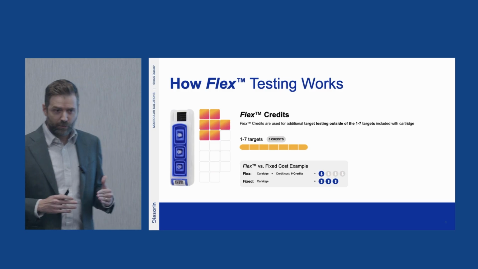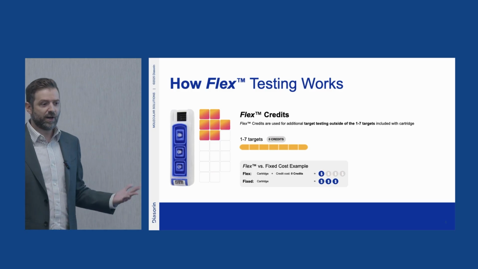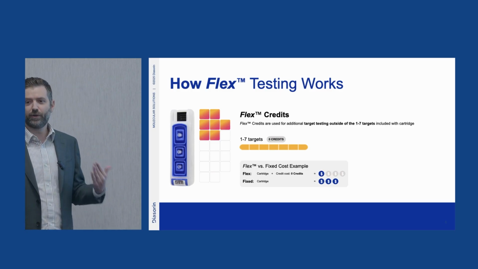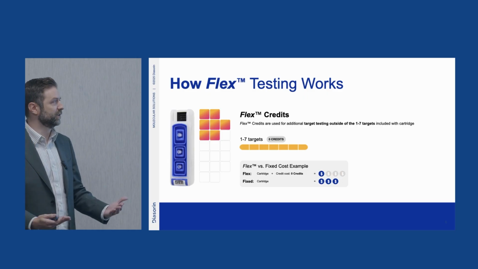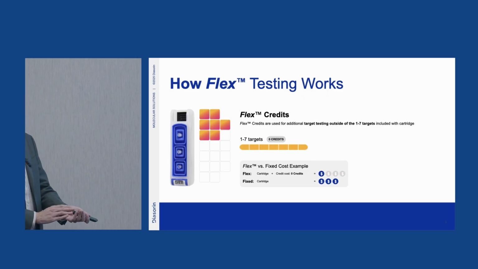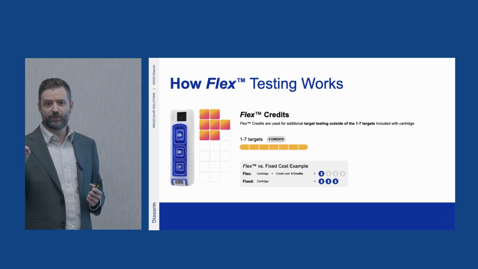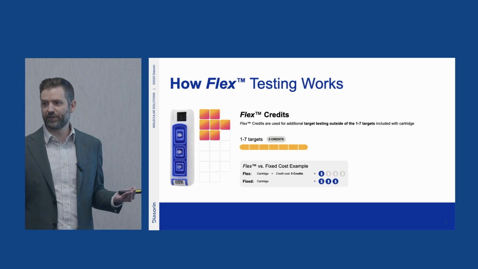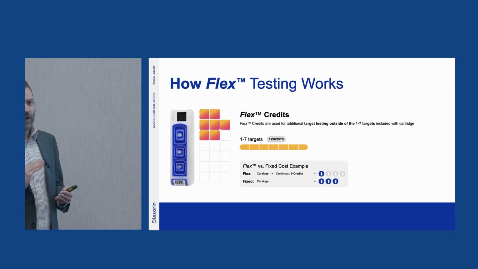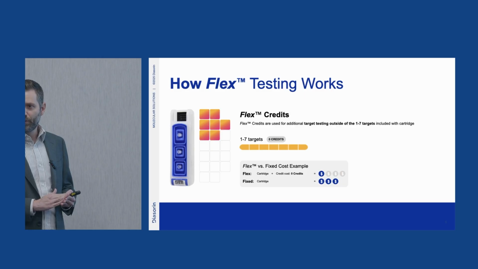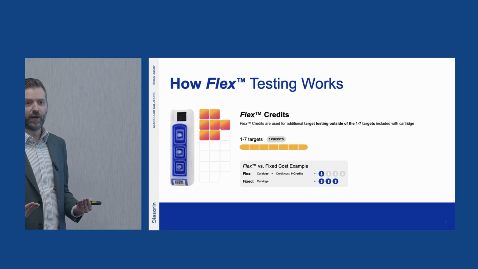So now we're going to get into how that flex testing works. I'm sure the concept makes sense in your head, but then how do we actually operationally execute this with our customers? So if you are a flex testing customer, you're going to be purchasing 2 products from us. One is the test cartridge itself. So that's no different from any other diagnostic test out there. The other part number that you'll be purchasing is what we call flex credits.